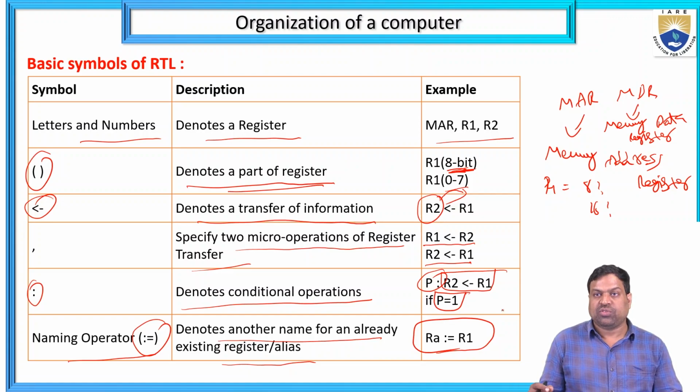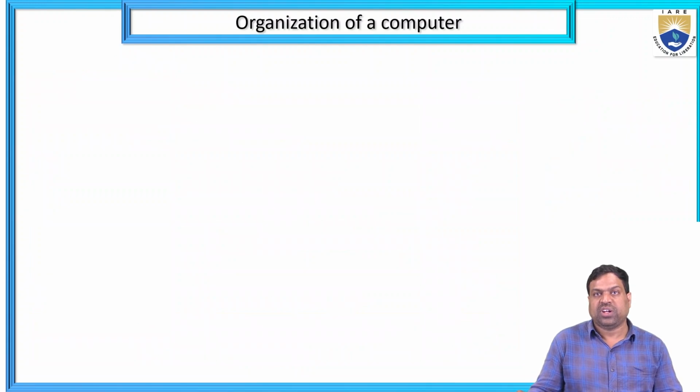Multiple micro operations of multiple registers and the conditional operations. And another, we are taking the existing to the next alias. Okay, one register to another, like this. These are the register transfer language.